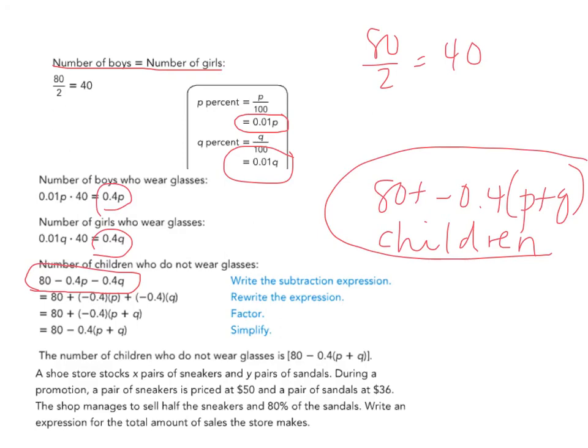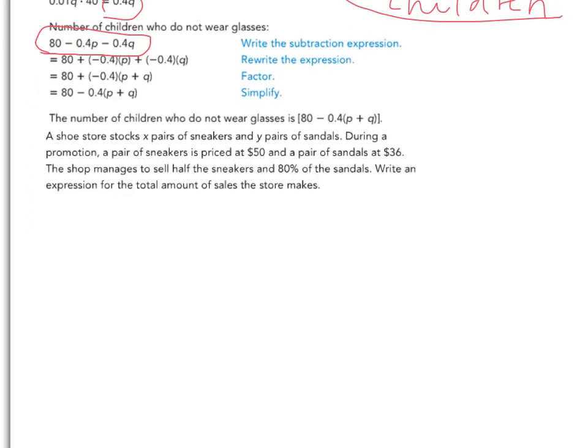Okay, now I'm going to read the next one to you, and then I'm going to give you some time to try it on your own. It says a shoe store stocks X pairs of sneakers and Y pairs of sandals. During a promotion, a pair of sneakers is priced at $50 and a pair of sandals at $36. The shop manages to sell half the sneakers and 80% of the sandals. Write an expression for the total amount of sales the store makes.